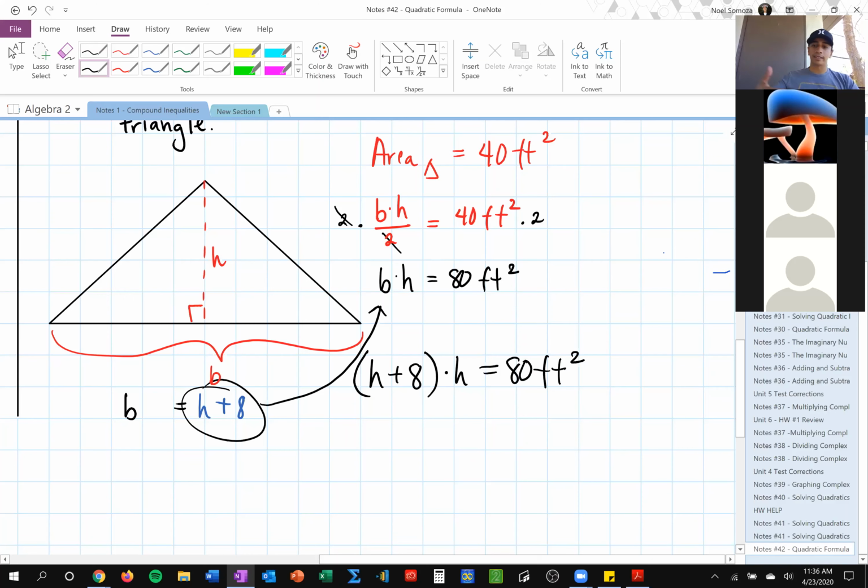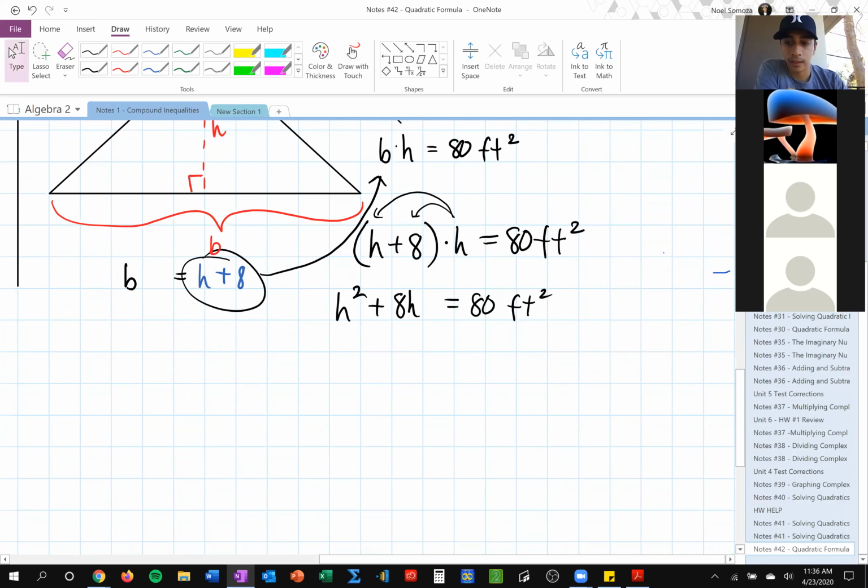Okay, so I'm basically solving a quadratic, but this time I'm not dealing with x, I'm dealing with h. So now you're going to multiply by h. You can kind of distribute this going backwards. h times h is just h squared plus h times 8, that's 8h, and then that's equal to 80 feet squared.